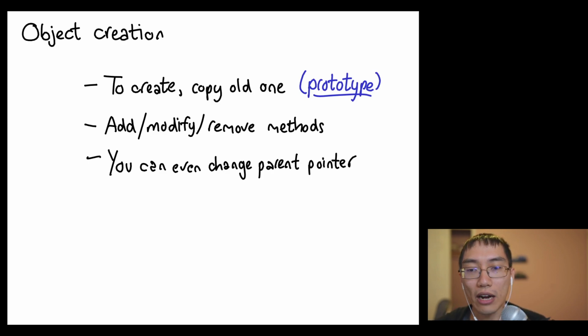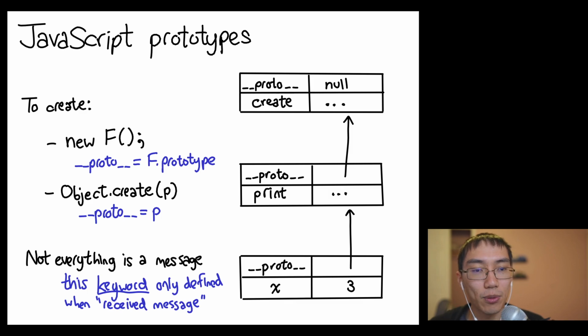Okay, so how do we create objects in Self? To create a new object, we're going to copy an old one, aka the prototype. So we copy the object, and then we can add, modify, remove methods. We can even change the parent pointer, right? Because it's just data on the class. And I've got an example.